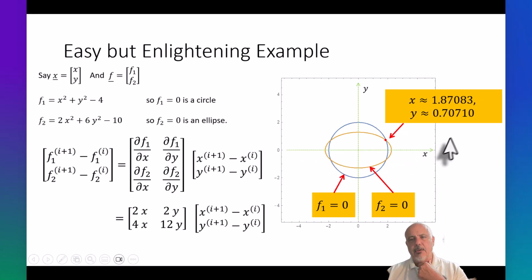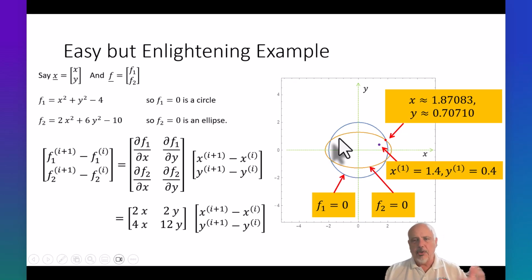Okay, so decimal equivalents would look like that. And what we're going to do is start our first iteration. We're going to start at 1.4 for x and 0.4 for y, and we're going to see if we can march towards that solution using an iterative process. That's what we're going to do.